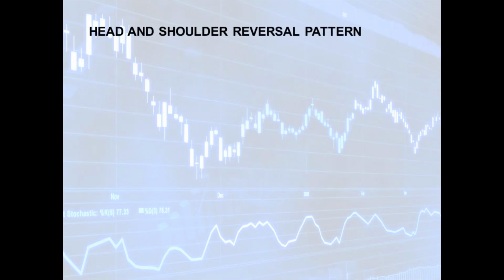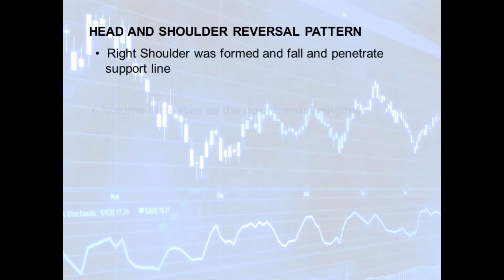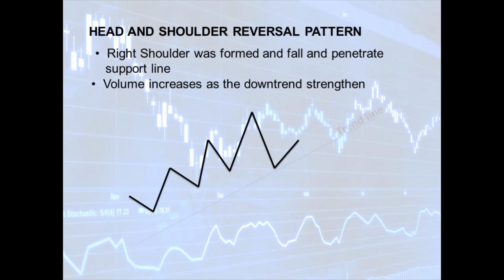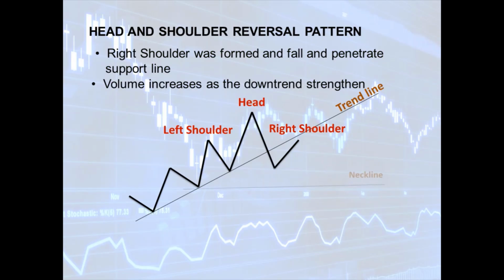The right shoulder was formed and fell to a low point lower than the previous and penetrated the support line called the neckline. A change of direction now needs to be observed. The volume increases as the downtrend strengthens.